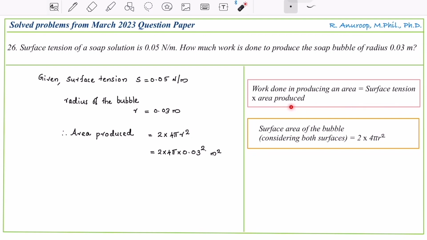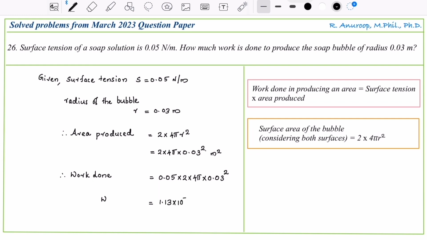Now, the work done in producing an area is nothing but surface tension into area produced. Therefore, the work done is equal to surface tension. Here, the surface tension is 0.05 Newton per meter. Therefore, the work done is 0.05 into area produced, that is 0.05 into 2 into 4 pi into 0.03 square, and that is equal to 1.13 into 10 raised to minus 3 joule.